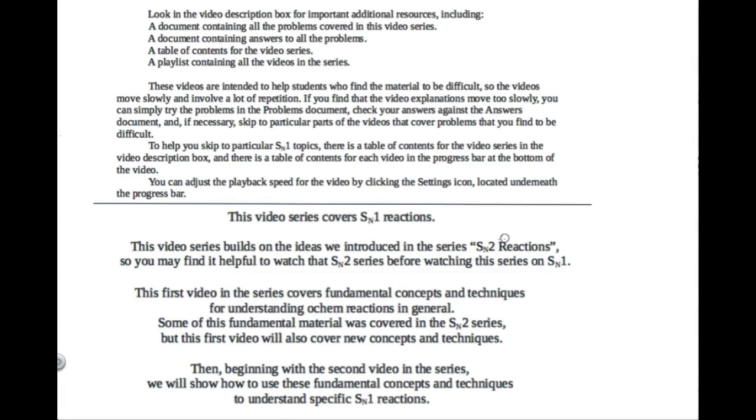In this video series, we will cover SN1 reactions. Now, keep in mind that if you find that these videos move too slowly, you could just try the problems in the problems document, check your answers against the answers document, and skip to the parts of the videos that cover problems that you find to be difficult.